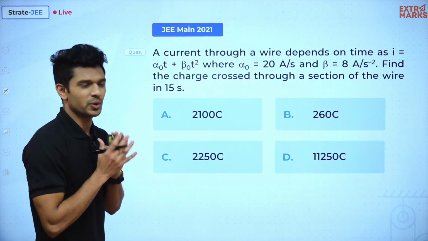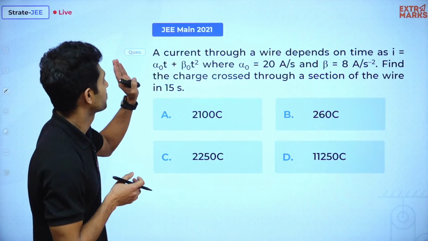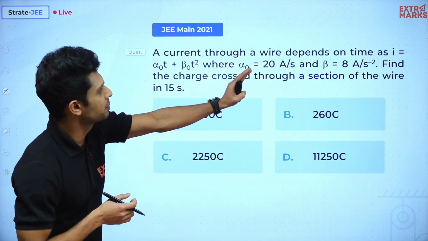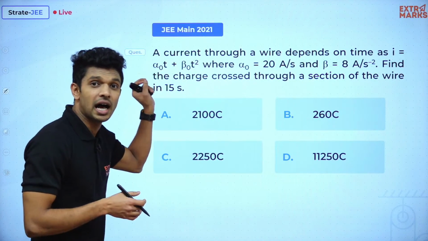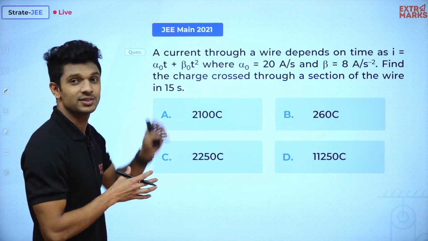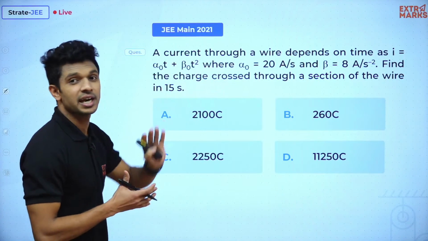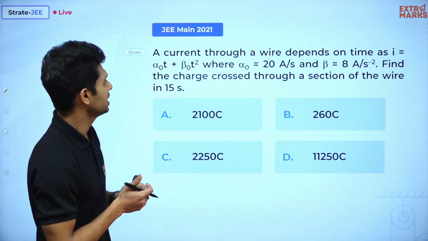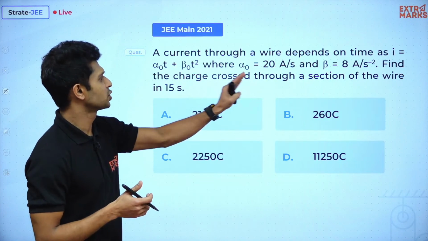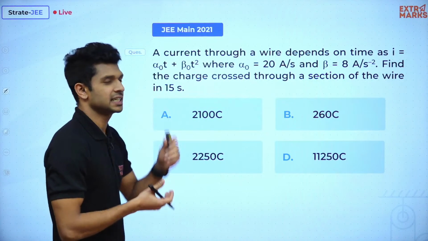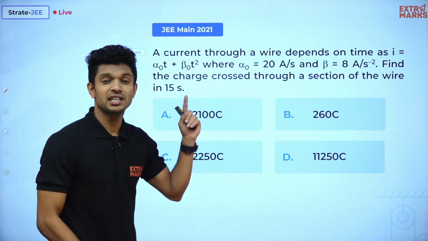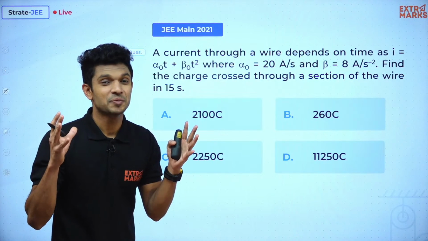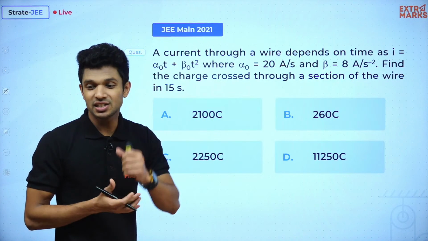This is a simple question compared to the questions that we have done till now. A current through a wire depends on time as I is equal to alpha naught t plus beta t square, where alpha naught is equal to 20 ampere per second, and beta is equal to 8 ampere per second square. Then find the charge crossing through a section of the wire in 15 seconds. The current formula is given and the question asks for the value of charge.